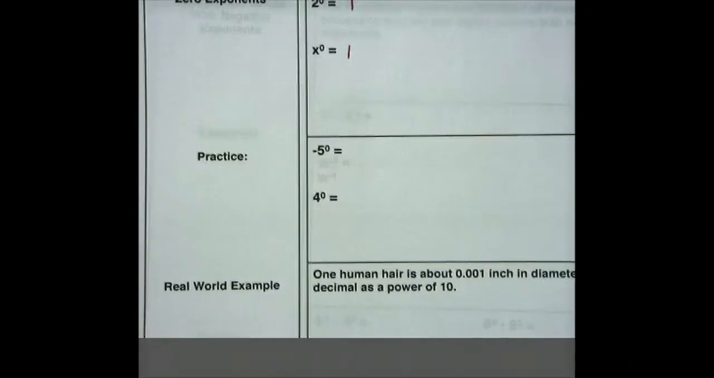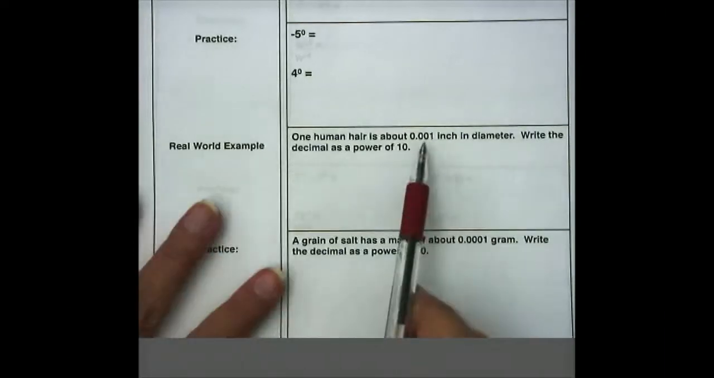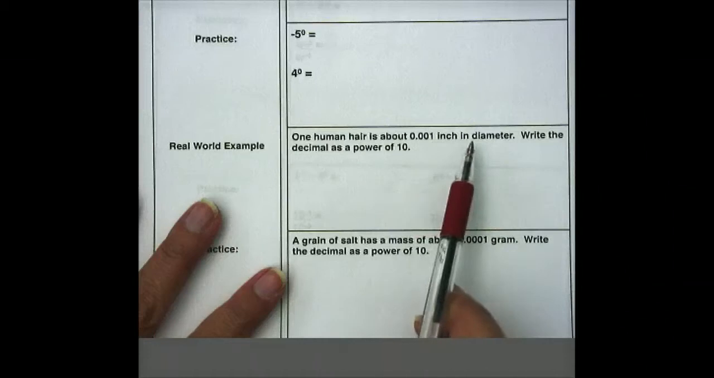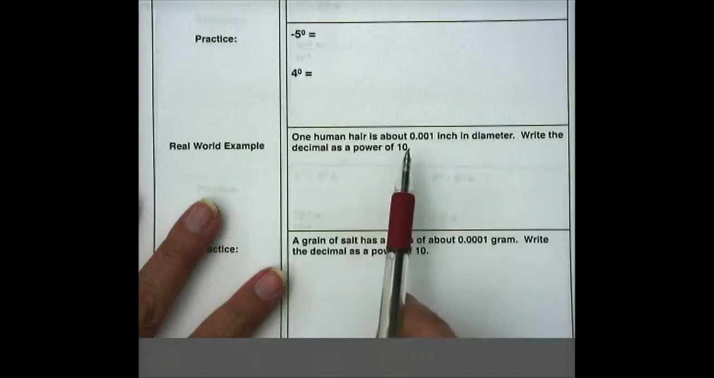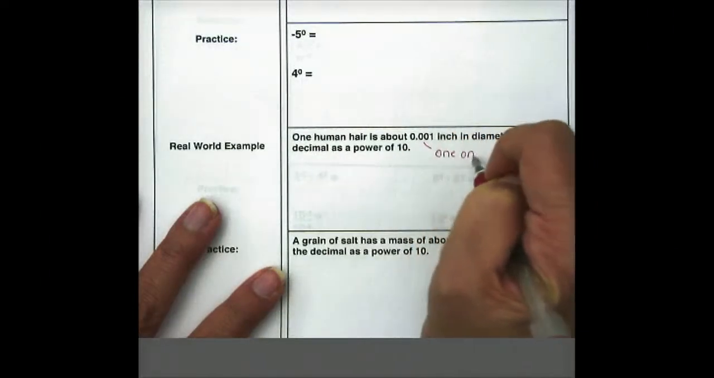Okay, now that you have finished those practice problems, let's take a look at the next section of our notes. This real-world example says one human hair is about 0.001 inch in diameter. You can also read that as 1/1000th inch in diameter. It says write the decimal as a power of 10. Well, we just said that we would read this as 1/1000th.